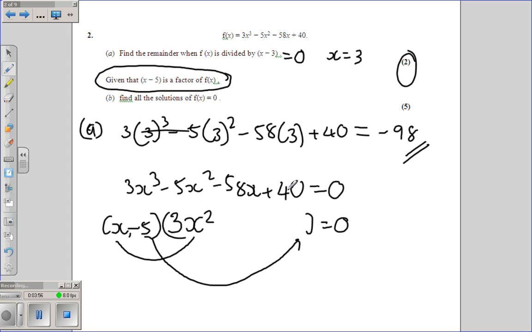That's the only place that 40 can come from, because everything else would get times by x. So minus 5 times something gives you positive 40. It's got to be minus 8. Minus 5 times minus 8 gives you 40. So we've got that.